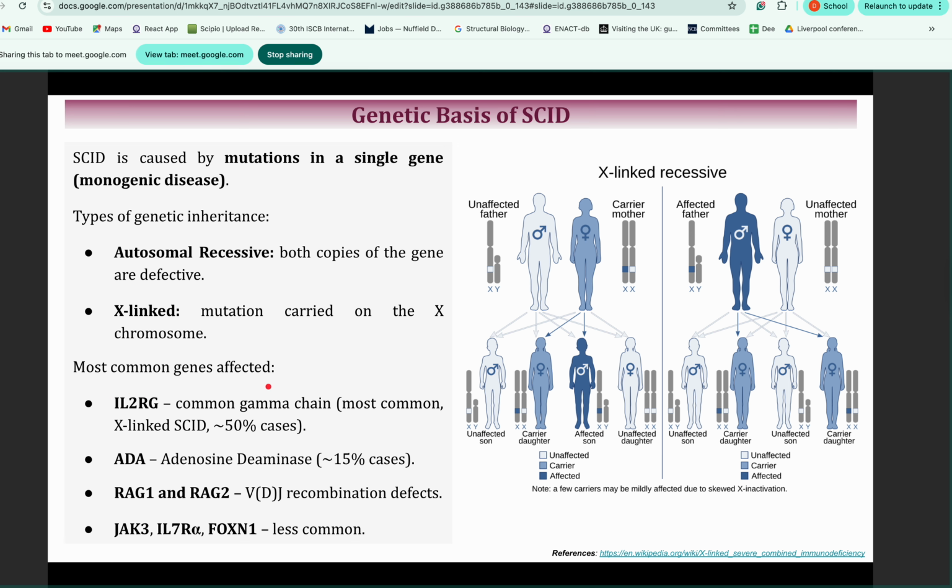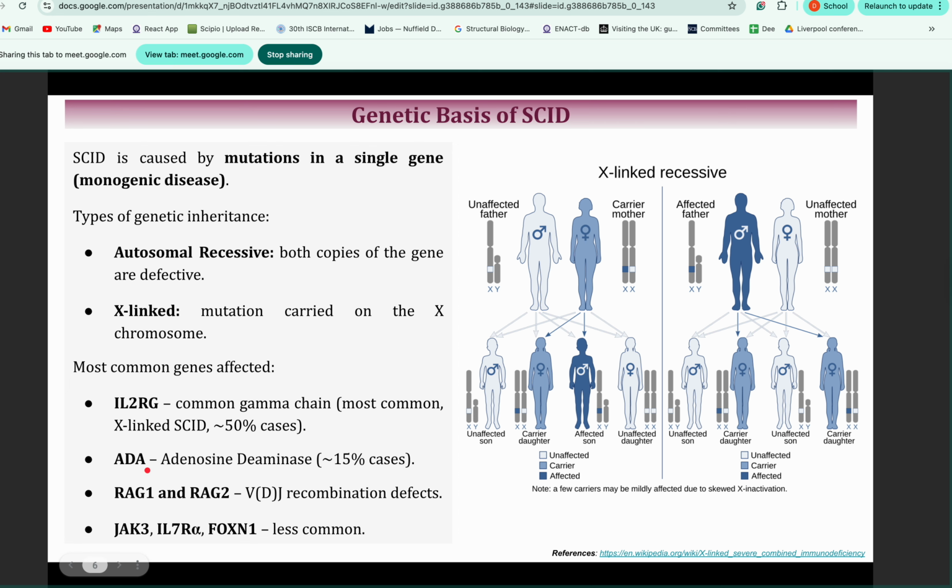The most common gene affected in SCID is IL2RG, which is the common gamma chain, the most common X-linked SCID. In about 50% of cases in which the person is suffering from SCID, there is generally a loss of this particular gamma chain, the IL2RG gene. As this gene is present on the X chromosome, whenever this disease is inherited by kids, it will be an X-linked inheritance pattern.